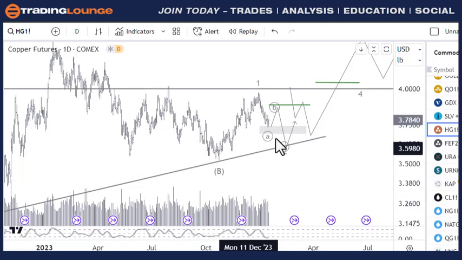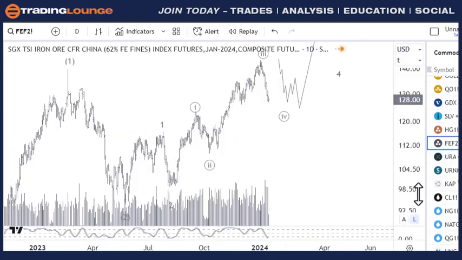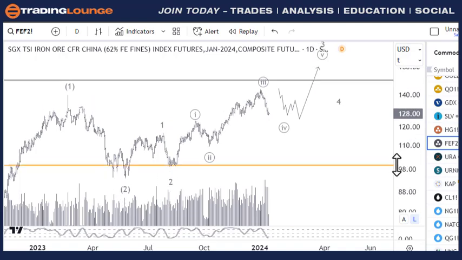So yeah, just nothing really to do here at the moment for this. And we come over to iron ore. With iron ore here, I was looking at this as 1 and 2 and 1 and 2 here. I think it's better like that rather than 1, 2, 3, 4, an extension in the fifth wave here. But I can also see this as 5 waves here.